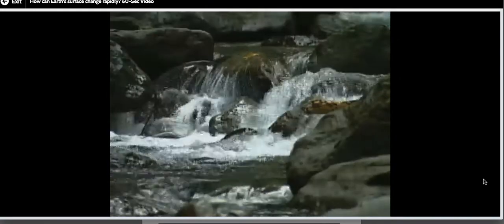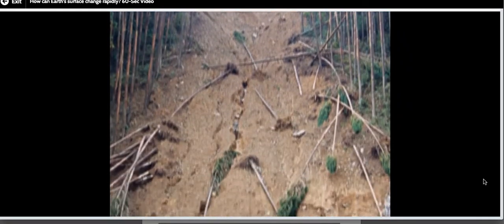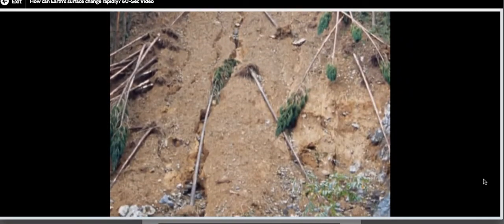Water can also cause Earth's surface to change. Heavy rains may loosen rocks on a steep slope. Gravity then pulls the loosened material downward. Rapid downhill movement of a large amount of rock and soil is a landslide. Too much rain can cause rivers to overflow and flood large areas of land.